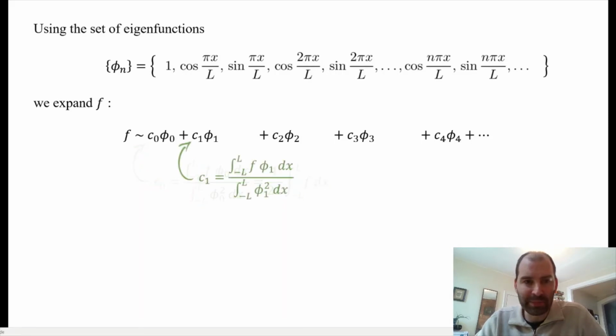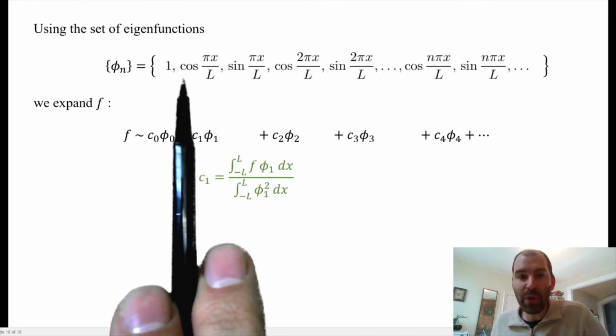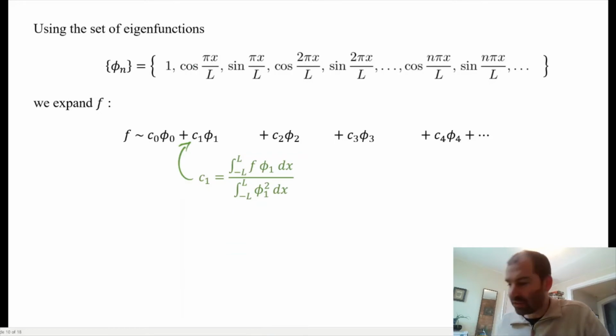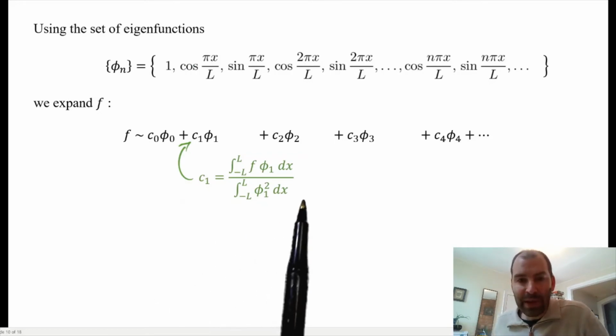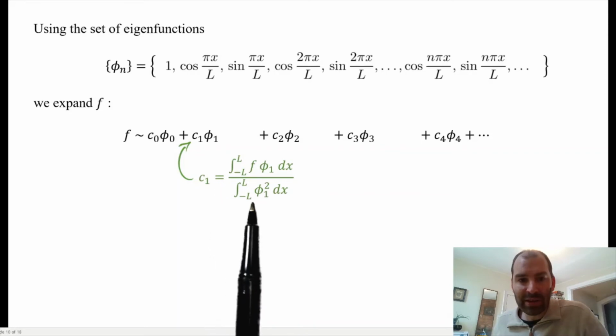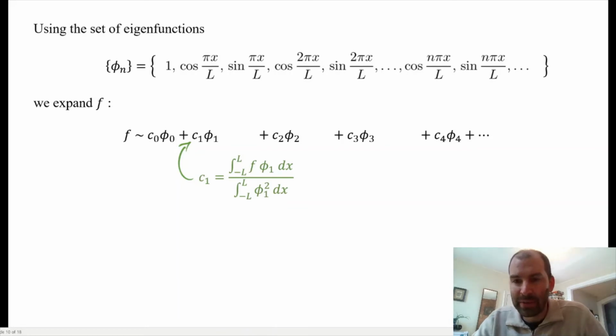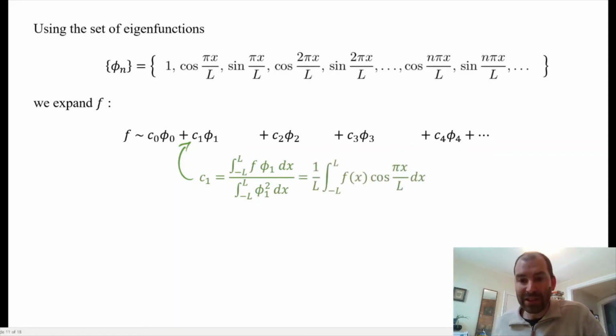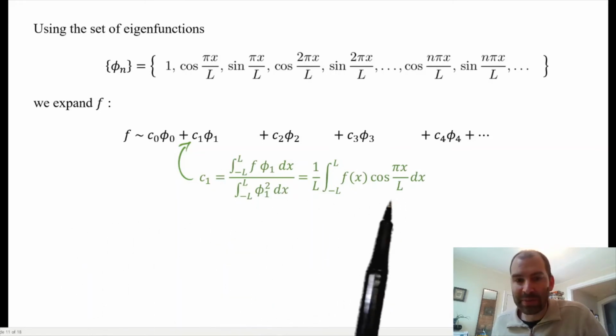Okay, let's go to the next term. C1 is just the projection coefficient of f onto phi 1. But what is phi 1? Phi 1 is cosine pi x over L. So here's an exercise for you. Integrate cosine squared pi x over L from minus L to L. What do you get? Pause the video, work it out, okay? Let's check what you got there. You should have gotten L. It just integrates to L. So this whole thing just simplifies to this. So this is how we're going to express this piece.